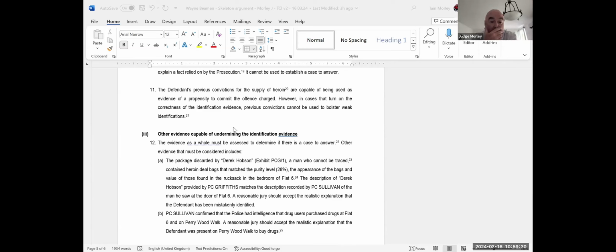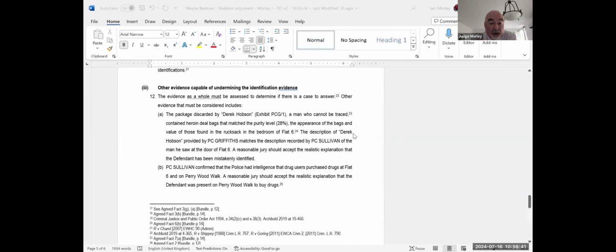And then the final paragraph: other evidence capable of undermining the identification evidence. The evidence as a whole must be assessed to determine if there is a case to answer. Other evidence that must be considered includes the package discarded by Hobson, a man who cannot be traced, which contained heroin deal bags that match the purity level, 28%, the appearance of the bags and the value of those found in the rucksack in the bedroom of Flat 6.